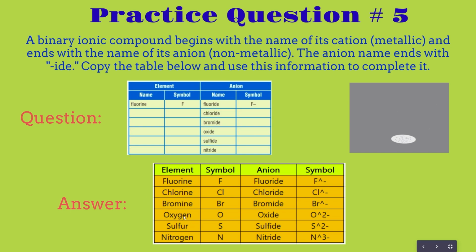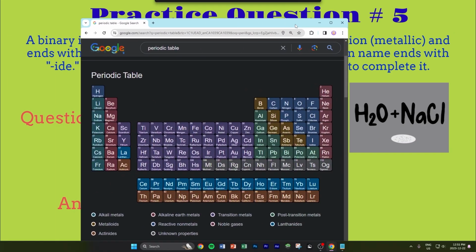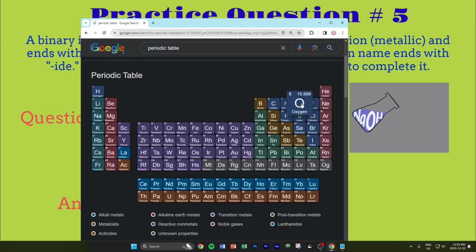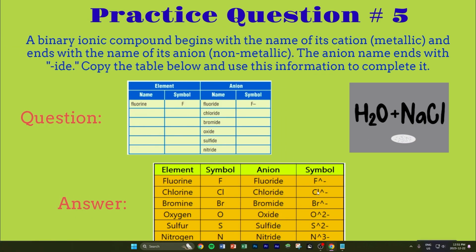So for oxygen, the anion will be oxide, and the reason why we have 2 minus is because oxygen has 8 total electrons. So since it has 8, that means the first shell will have 2 and the second one will have 6. So it's looking for 2 more. So since it's looking for 2 more, it's going to gain 2 electrons, and since it gains 2 electrons, it's going to have a charge of 2-.